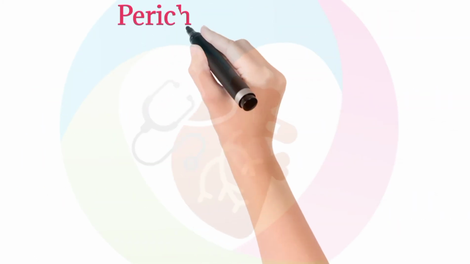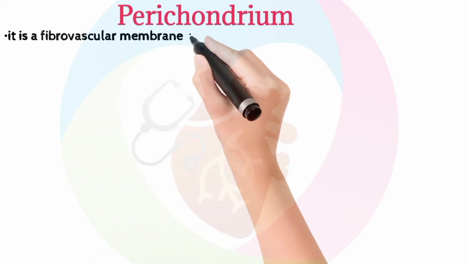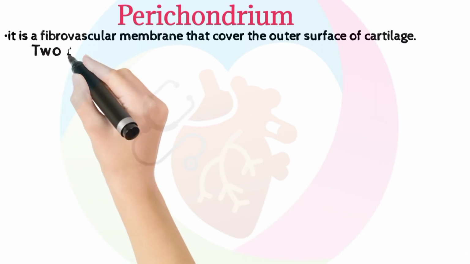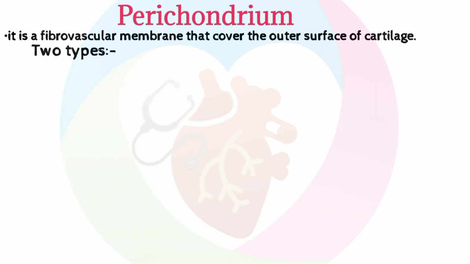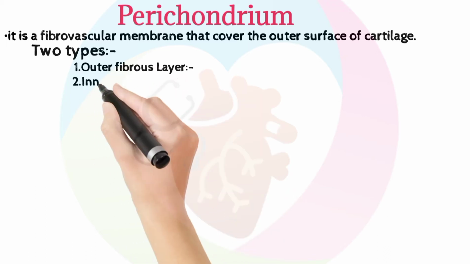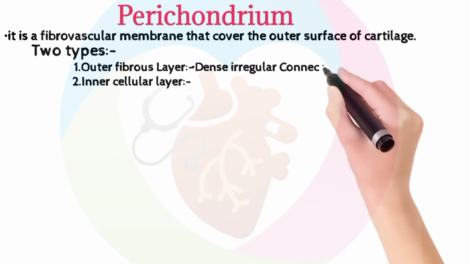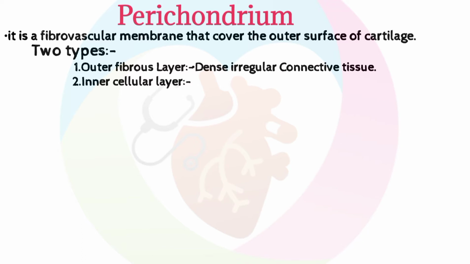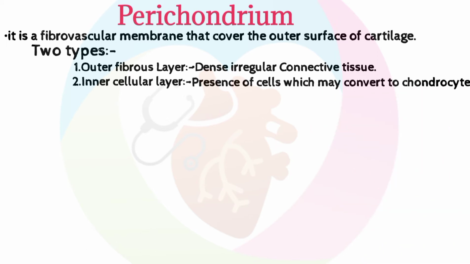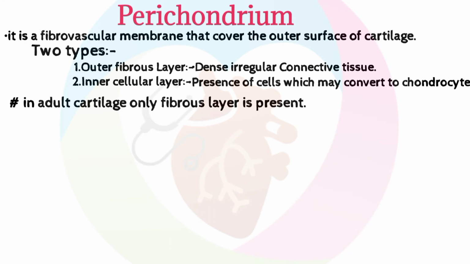Now coming to the perichondrium. Perichondrium is a fibrovascular membrane that covers the outer surface of cartilage. Perichondrium has two layers, an outer fibrous layer and an inner cellular layer. The outer fibrous layer is made up of dense irregular connective tissue, and the inner cellular layer is present inside the fibrous layer. It has cells that may convert to chondrocytes. In adult cartilage, only the fibrous layer is present.